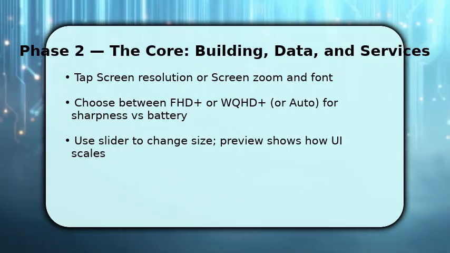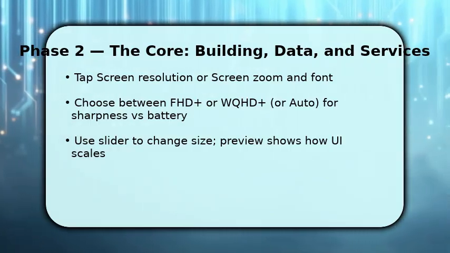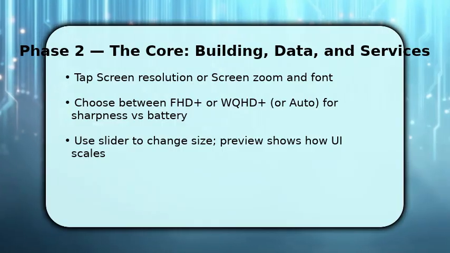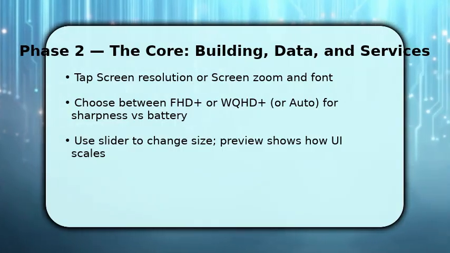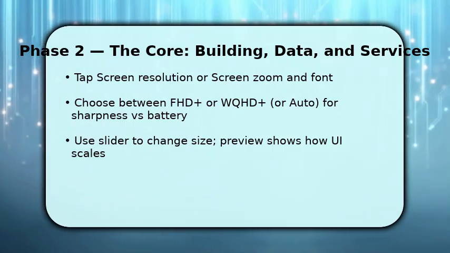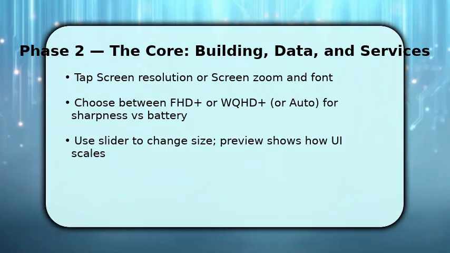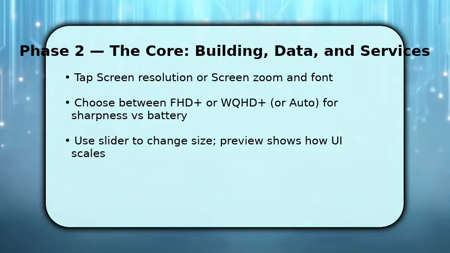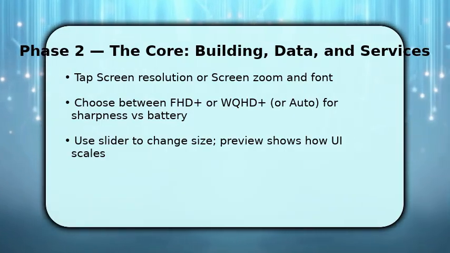Once selected, use the screen zoom slider to change UI scale. This affects text and icons, so preview before applying. If auto is available, use it to let the system balance quality and battery. Make sure to observe the preview and test an app. That confirms the visual result matches your needs.